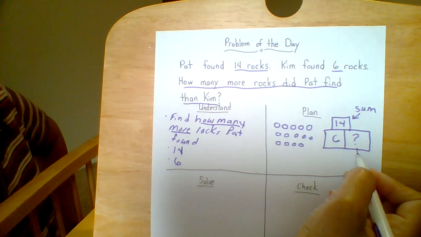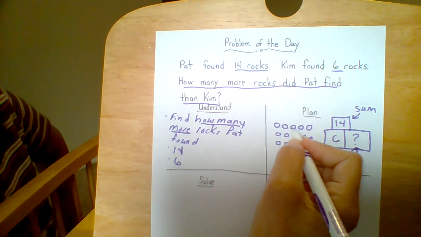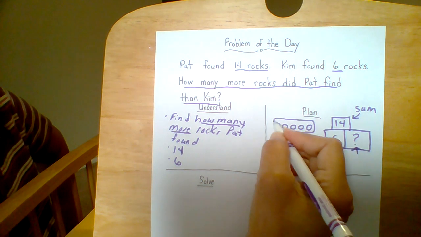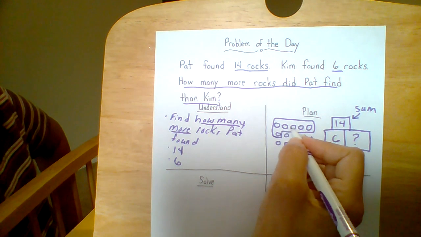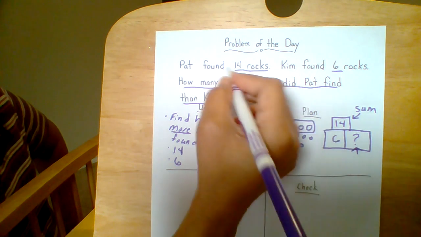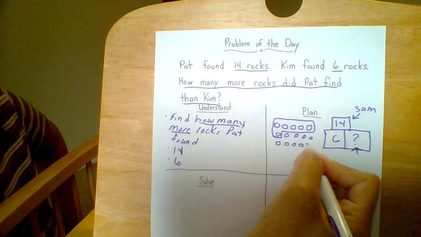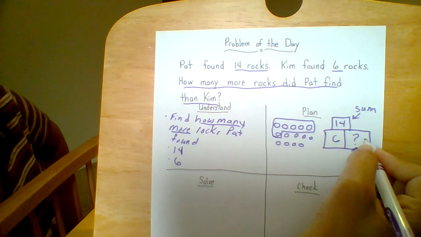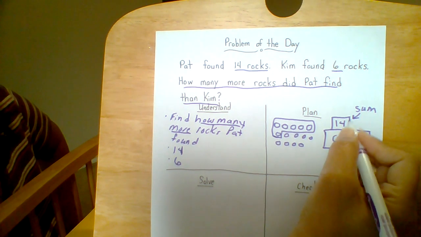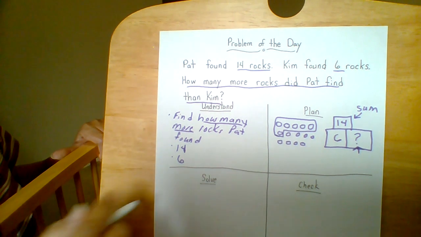So to find this missing number, if there's 14, I'm going to compare. They both found 6 together. They both had the same amount. They found 6. So I'm going to box this up. That's the 6 amount that they both found together. So this is how many more, now that I'm comparing, this is how many more I see here that Pat found than Kim. So it's 1, 2, 3, 4, 5, 6, 7, 8. And when I put an 8 here for my missing number, 8 and 6 will give me the total of 14.